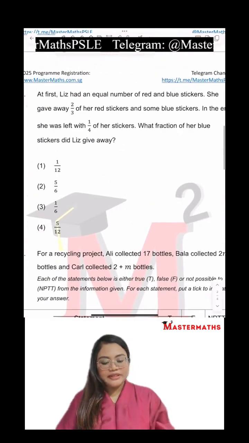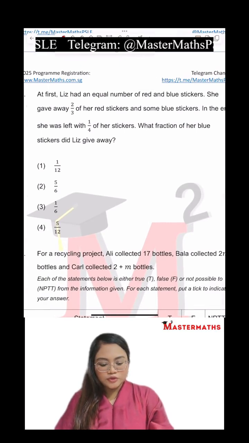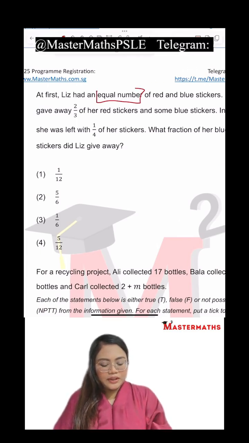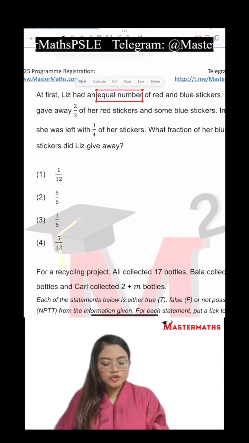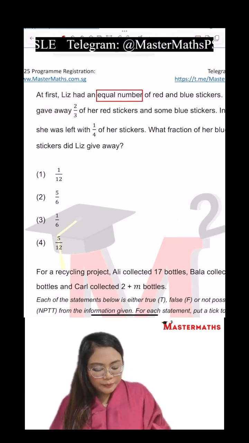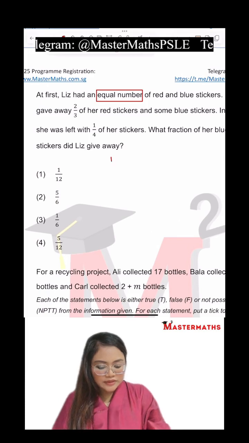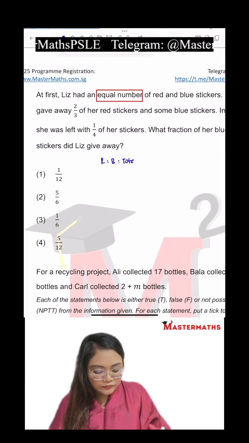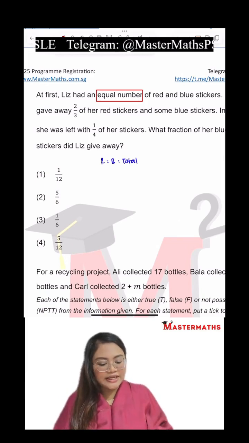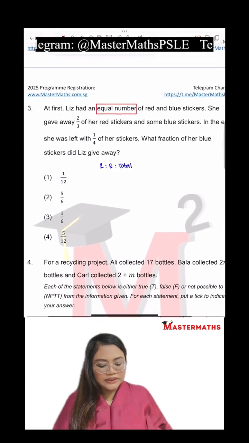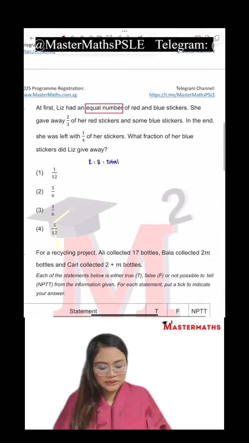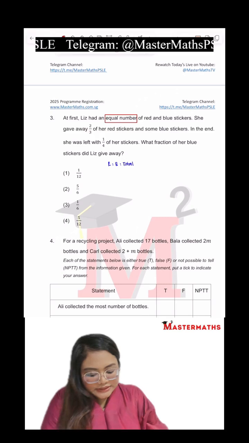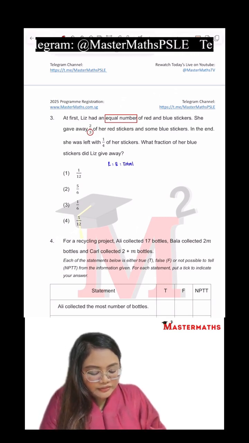Okay, question number 3. I go back to the empty question here, okay? Question number 3, what I would do is to first note that she had an equal number of red and blue. So red must equal to blue. So if I put R to, let me use a different color. If I use red to blue to total, I know in the second line, she gave away 2/3 of her red stickers. Let me make it a bit smaller so that you can see the entire thing. Okay, she gave away 2/3 of her red stickers. So I know now that red got 3 units.